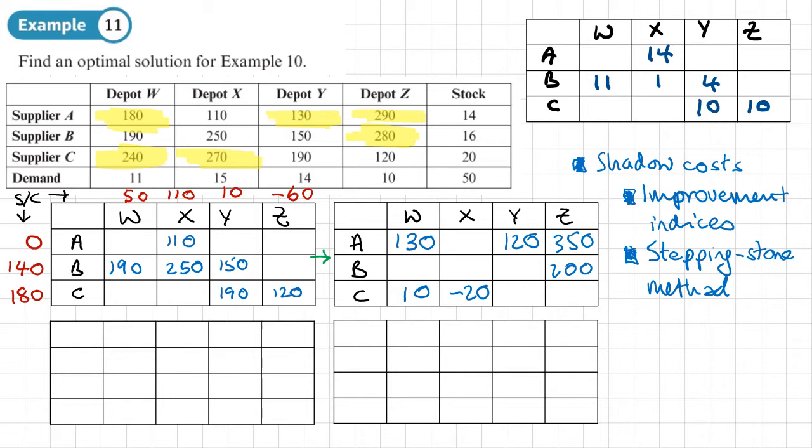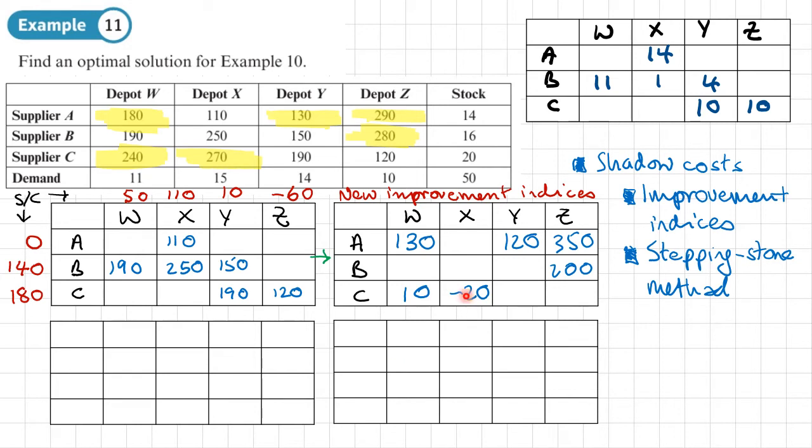So those are our new improvement indices. I'll label that as new improvement indices. Now we know this is not an optimal solution because we have a negative improvement index. When they're all positive, we know it's optimal. So we need to carry on. We know that we're going to have to do another iteration after this point.